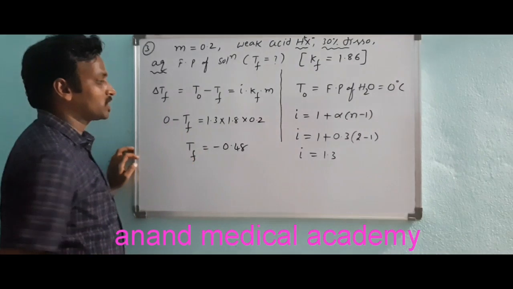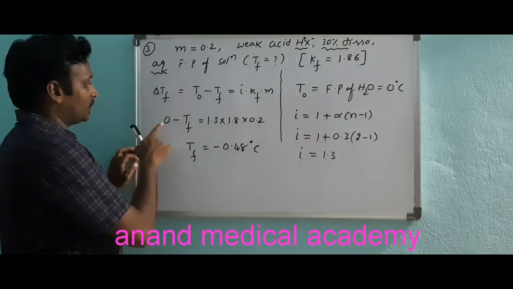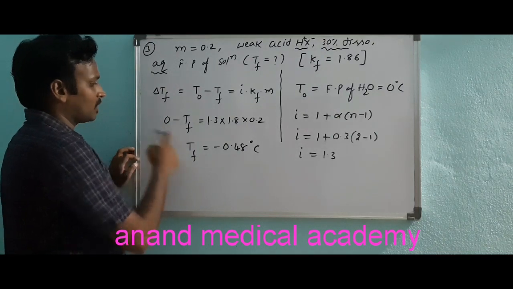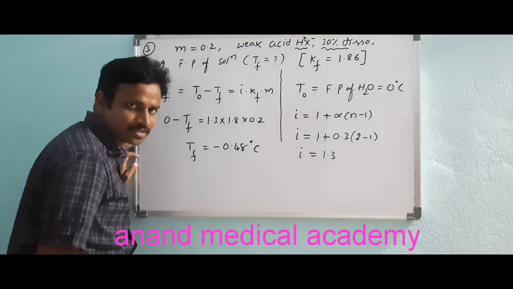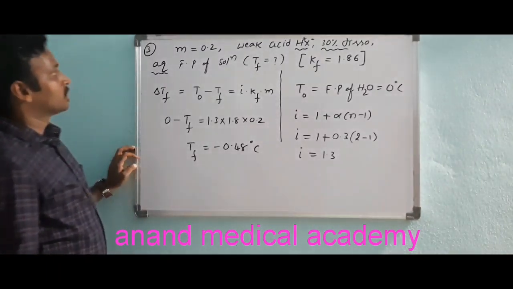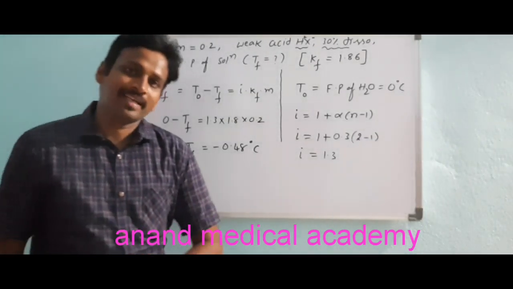Okay, so you just simplify in degree Celsius. If options are in Kelvin, you have to consider that, otherwise after the final answer you can add 273 so that you can get the answer right. Okay, thank you. This is about our third numerical, and we will go for the next.